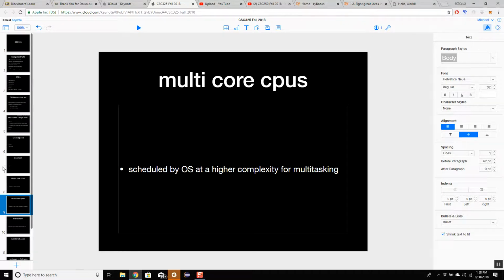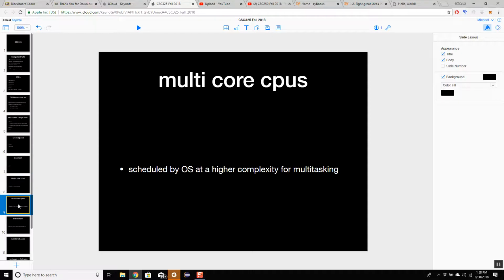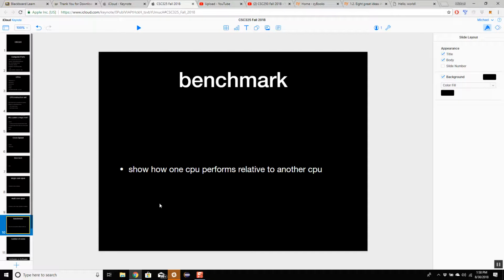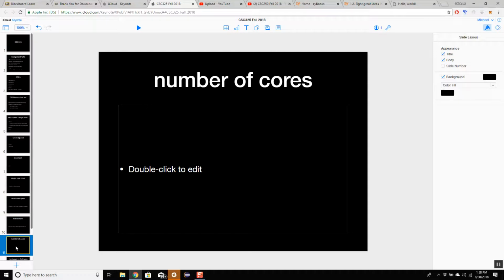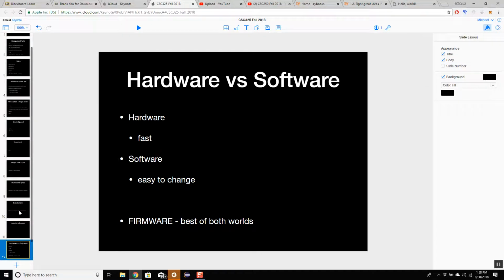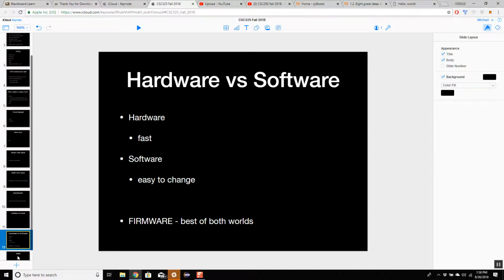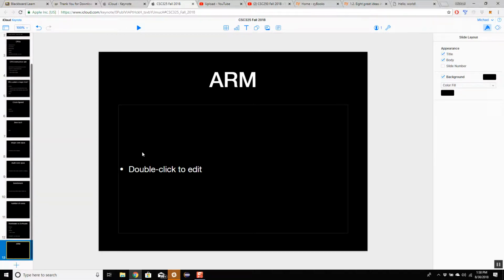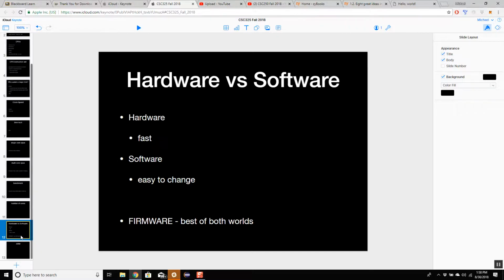All right, so multi-core CPUs, that's what we're used to now. We rely on our operating system to do a lot of the heavy lifting. We talked about benchmarks last time. That's all related to what we're talking about right now, where you can't necessarily look at a benchmark and say, okay, one thing has a higher benchmark than another thing, therefore it must be better. Goes back to what does better mean. All right. We just talked about number of core stuff, so let's skip that. We talked about hardware versus software stuff. All right, then we were getting to ARM processors. So to tell a little bit of the backstory here.